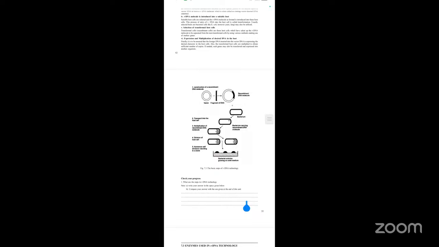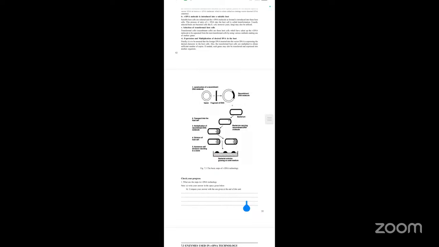Exonuclease Bal31 is employed for making DNA fragments with blunt ends, shortened from both ends. E. coli exonuclease III is utilized for 3' end modification because it has the capability to remove nucleotides from 3' OH ends of the DNA. Lambda exonuclease removes nucleotides from the 5' ends of the DNA, acting on linear DNA molecules.